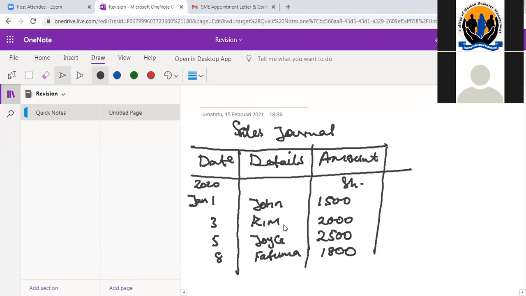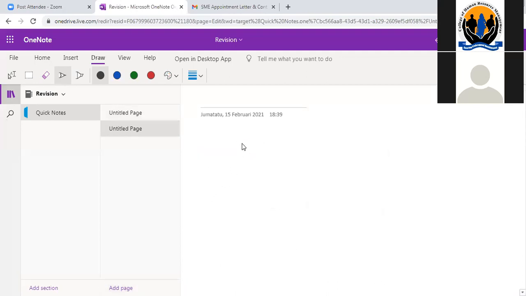And these customers who bought goods on credit from the business, we collectively call them the debtors. So in the sales journal, we are going to have the names of the debtors, who are simply the credit customers. The other journal, which is the purchases journal, is going to be prepared the same way.